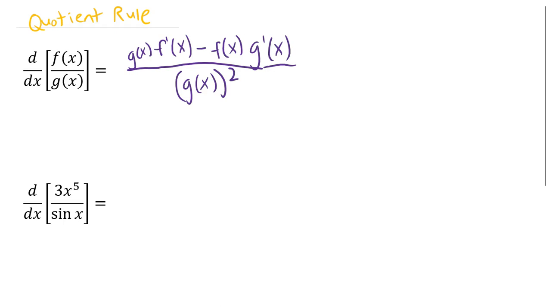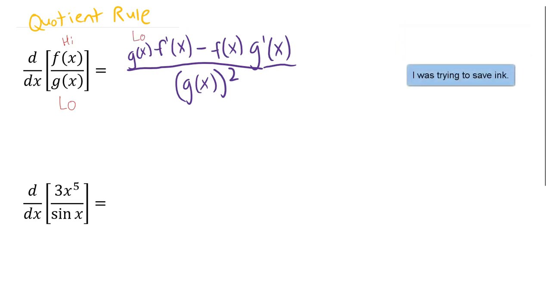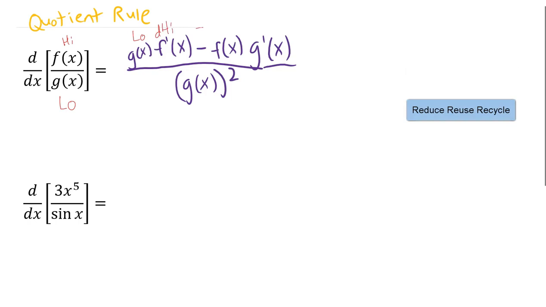Now there's a trick to remember this, and you're gonna think I'm making this up, but I swear this is real. If we call f of x the top, if we call it high, and the bottom we call low, then what we're doing is we're doing low times derivative of high, so d high, minus high times derivative of low, d low, over low squared, or maybe low if you want to call it low.